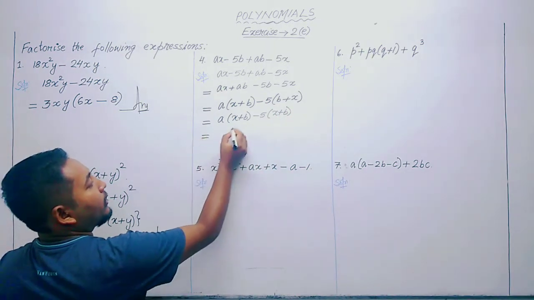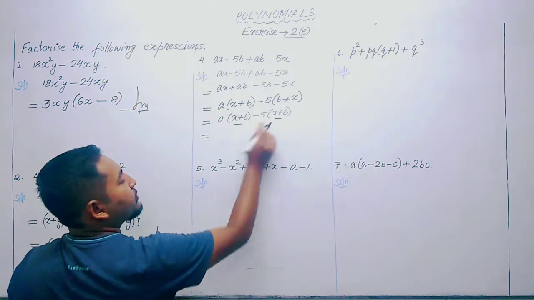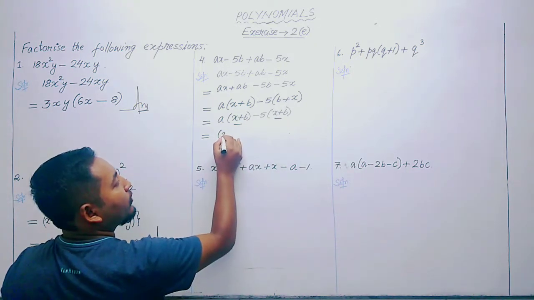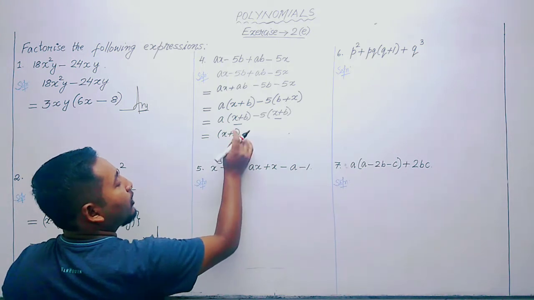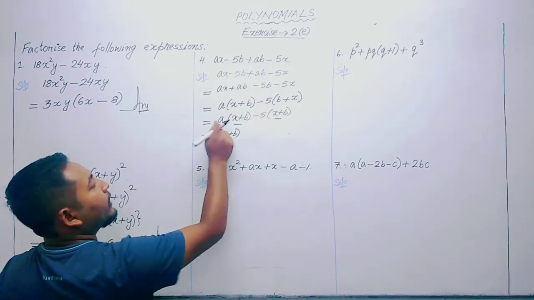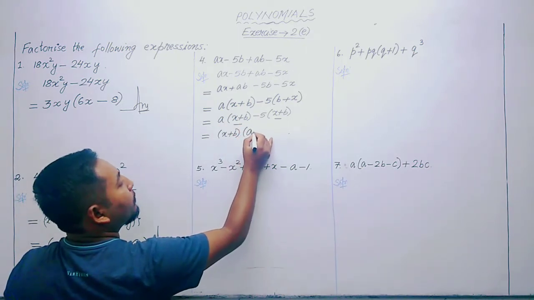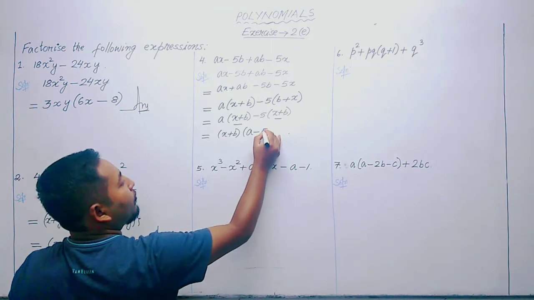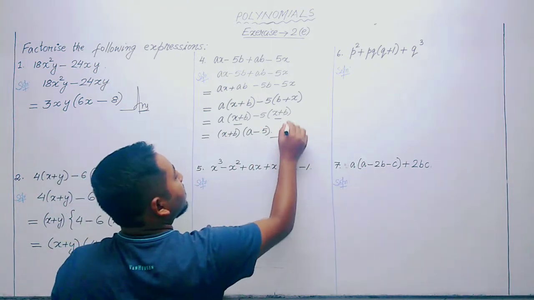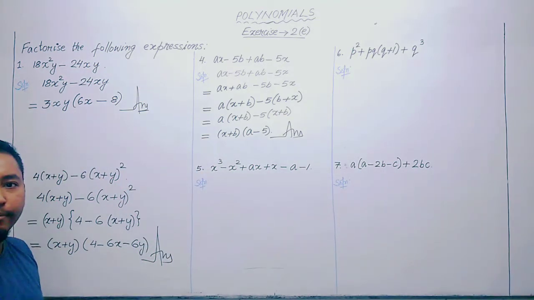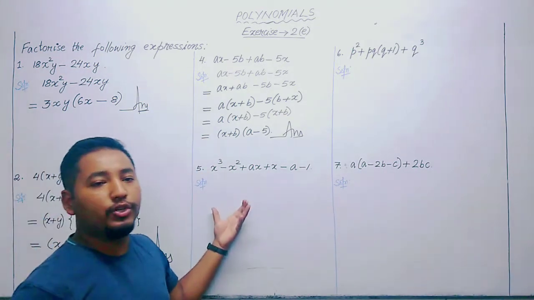Now this x plus b and this x plus b again are same, is it not? Common, take it outside. You have x plus b. Now from here you have taken out x plus b outside. What is remaining? Only a, minus. This x plus b is outside. What is remaining? 5. That is the answer. Fine. Now go for the next question.